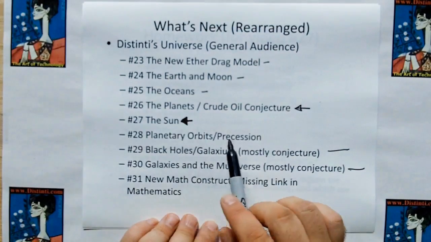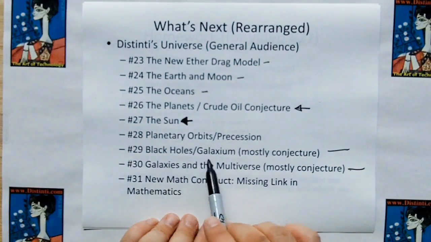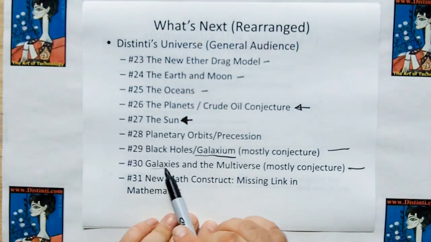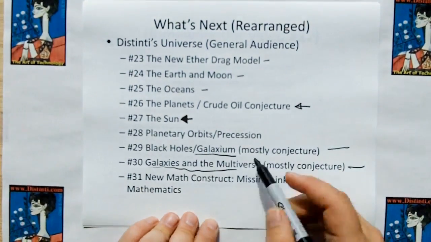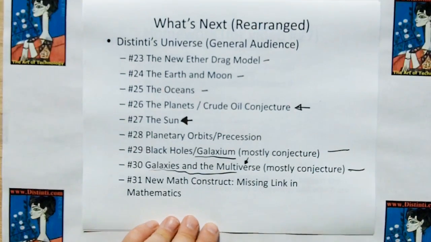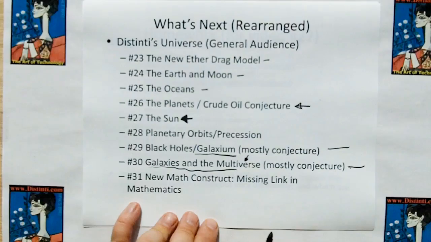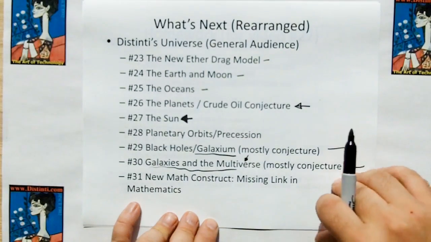Then we're going to talk about planetary orbits and precession, and we're going to talk about black holes and a new material I call galaxium. And then we're going to look at how galaxies and the multiverse formed. This I stole from Lady Gaga. And then we're going to get into new math. Everything after this is going to be pretty much hardcore math and electromagnetism.